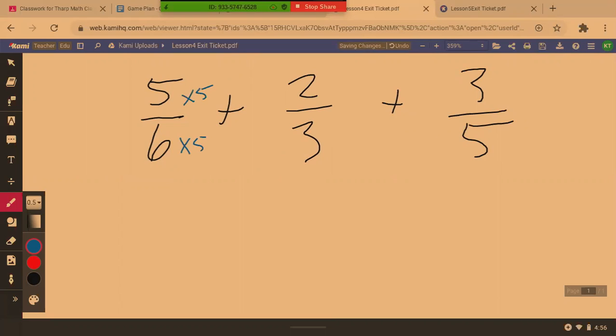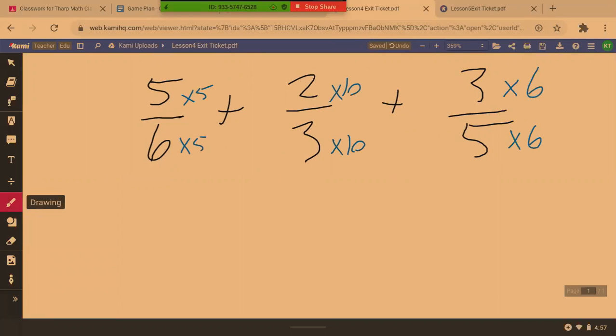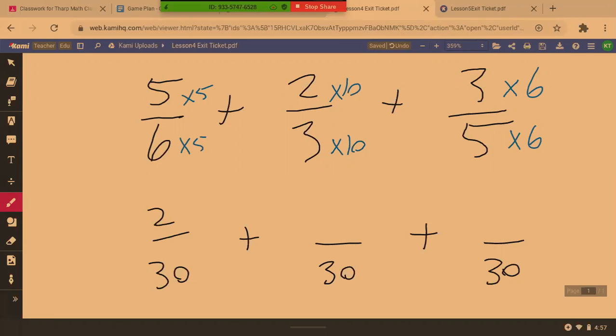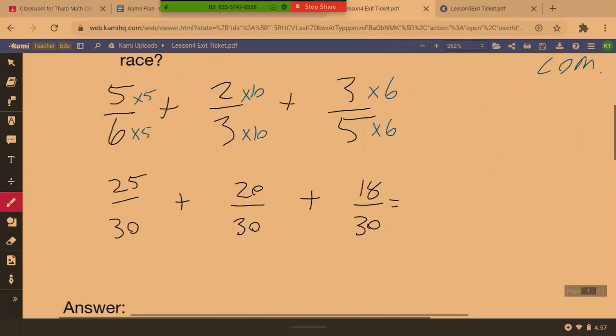Okay, how do I get 3 to 30? 3 times 10. How do I get 5 to 30? 5 times 6. Okay, now let's see what the new manipulated fractions would be. So now all the denominators are going to be 30. Let's see what the numerators are going to be. 5 times 5, 25. 2 times 10, 20. 3 times 6, 18. Okay, so now I'm adding all these up.